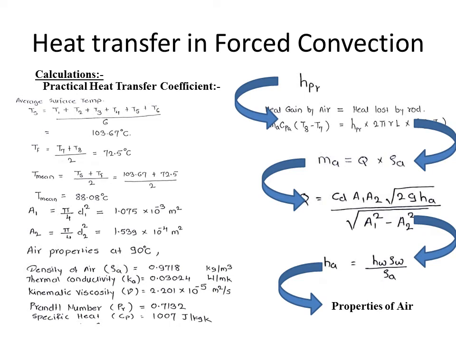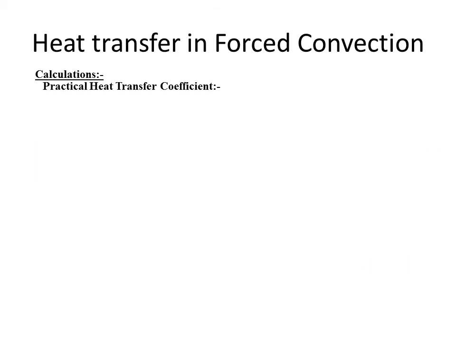Thermal conductivity of the air is 0.03024 watt per meter Kelvin. Kinematic viscosity of the air at mean film temperature is 2.201 into 10 raised to minus 5 meter square per second. Prandtl number is 0.7132. Specific heat of the air at mean film temperature is 1007 joule per kg Kelvin.